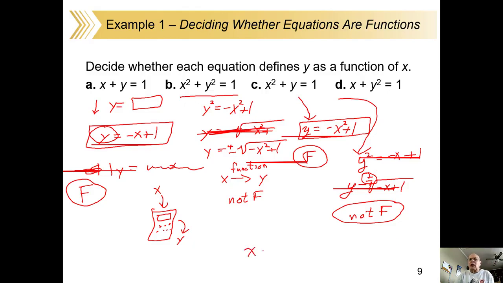Summed up, start with any x from the domain. Once you've chosen your x, you're only going to get a single y, or a unique y, for your answer.